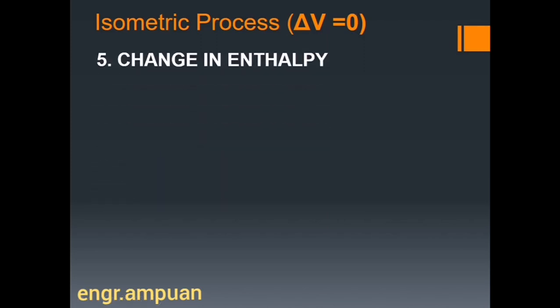Next is the change in enthalpy. Based on the facts that I have discussed earlier, the change in enthalpy is equal to m C sub P change in T. So why are we using C sub P, even though we are at constant volume? It is because no matter what happens, whether it is at constant pressure or not, the change in enthalpy is this equation.